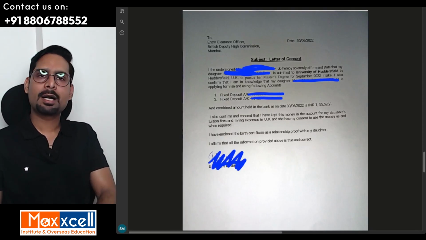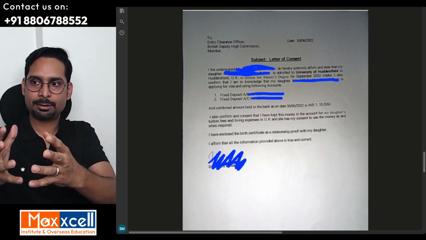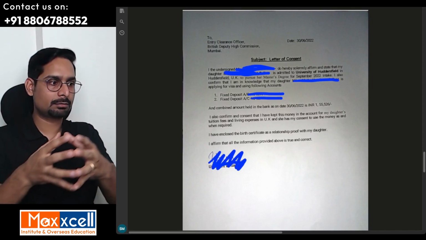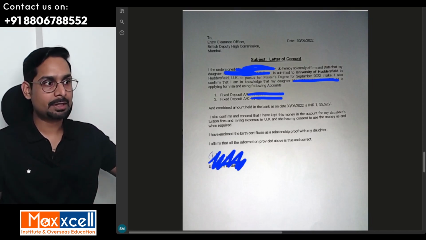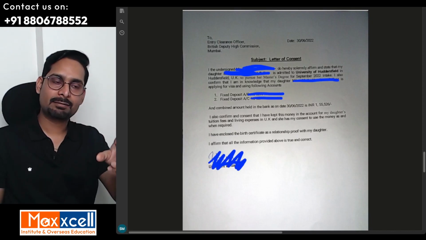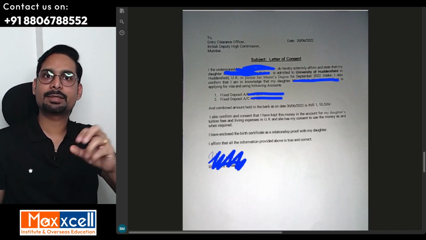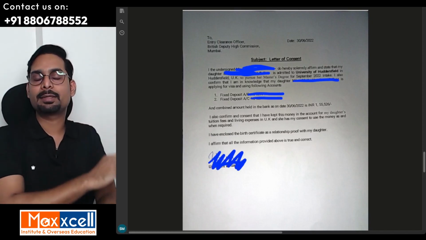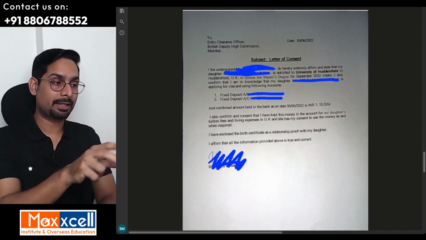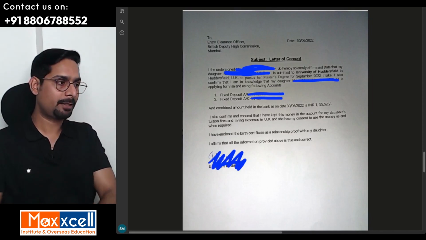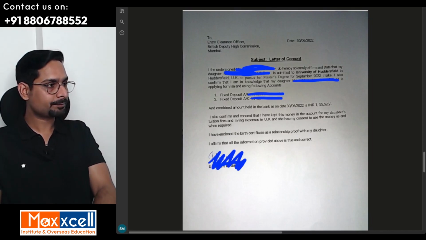The name of the parents: it could be one, for example your father is having the funds, so the name of your father should be mentioned. And if the funds are available in the father's as well as the mother's bank account, then both names should be mentioned over here.